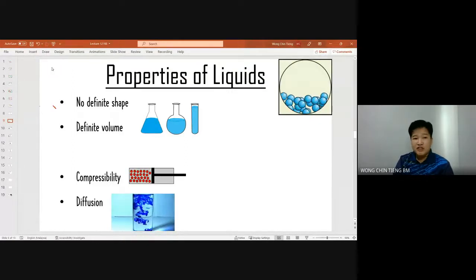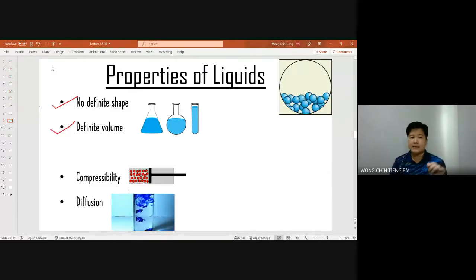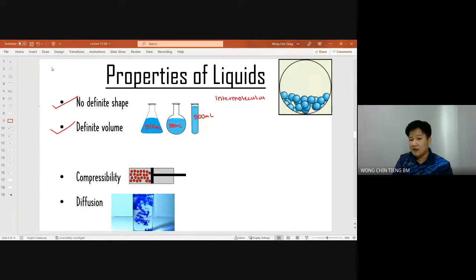No definite shape and definite volume. Dia tak ada bentuk yang tetap, tapi dia akan ada volume yang tetap. Bermakna, kalau teacher ada satu botol 500 ml over here, 500 milliliter, saya boleh tuang ke dalam mana-mana bekas tetapi dia masih memegang 500 milliliter. Betul? Dua-dua ni akan menggunakan faktor intermolecular forces.